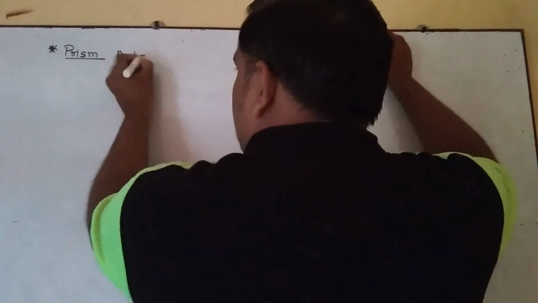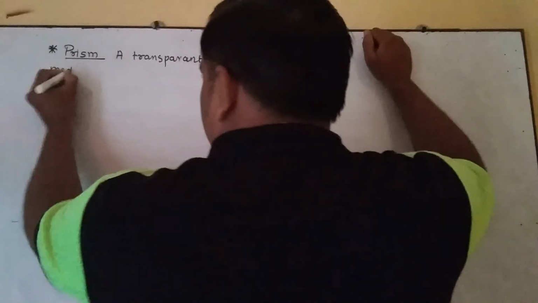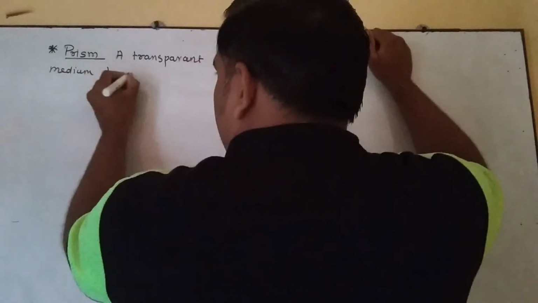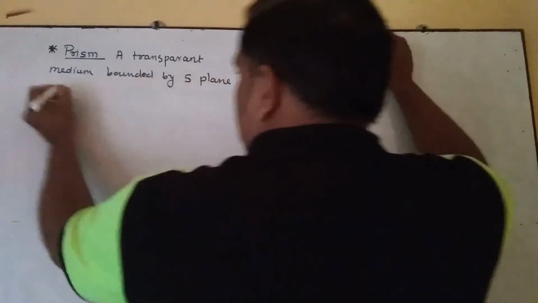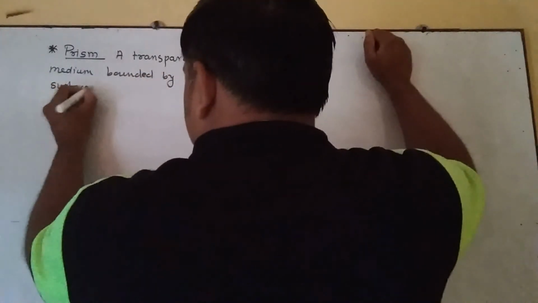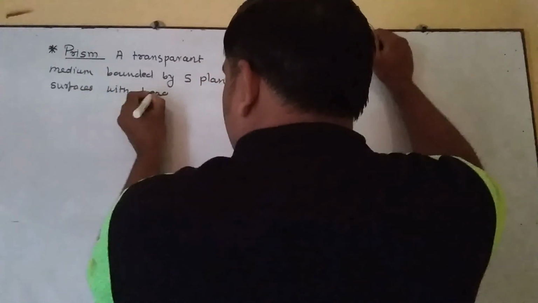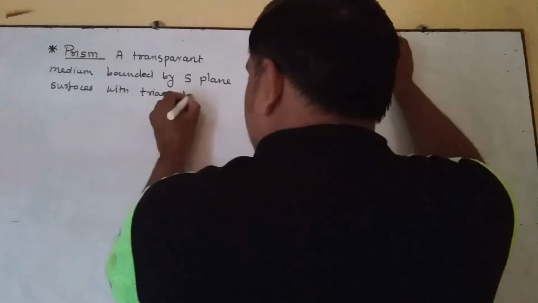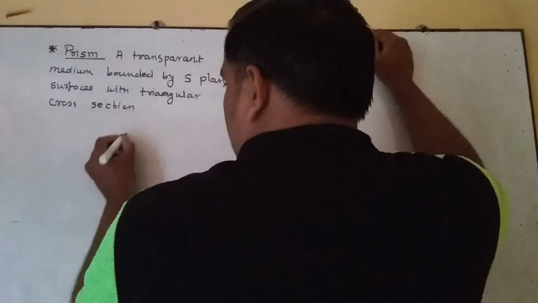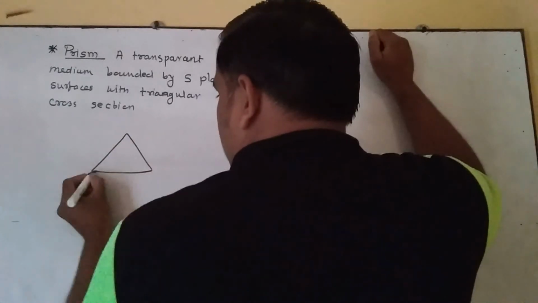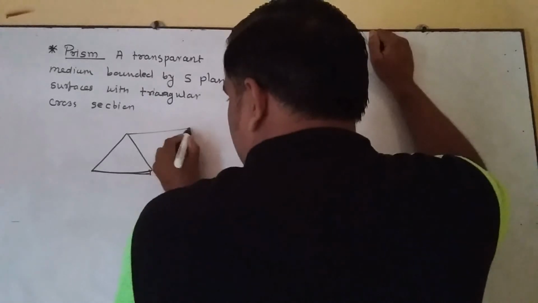A transparent medium bounded by 5 plane surfaces with triangular cross section. Right? Now we are going to take only a section of the prism like this. Actually, this prism is in this way.